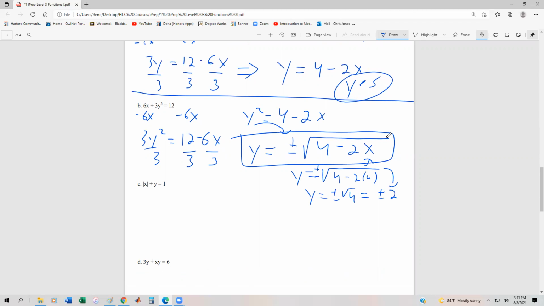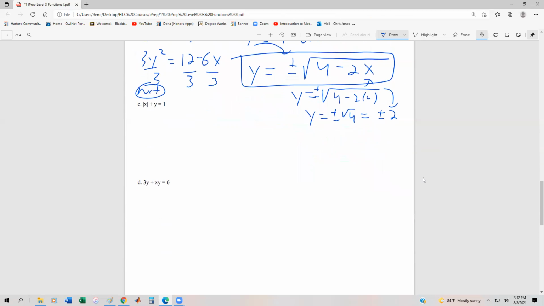And that's 2 outputs. So what we would say is that this is not a function of x. Right? So again, if you get more than one value out, that means that it's not going to be a function. Right? For letter C, to solve this one for y, we just subtract the absolute value of x. And so we get y is equal to 1 minus the absolute value of x.